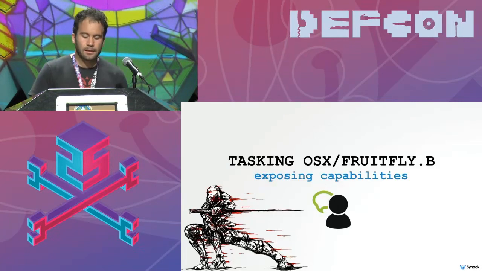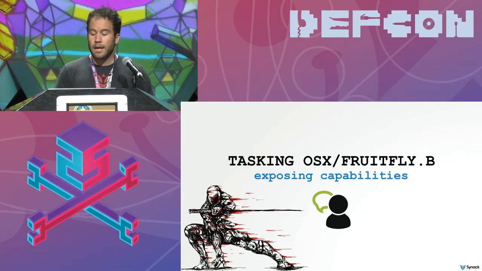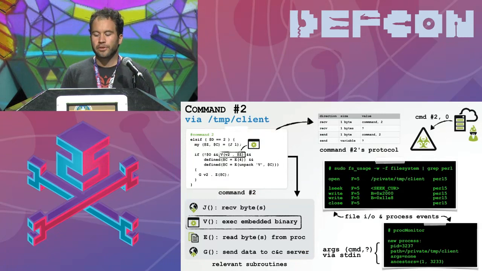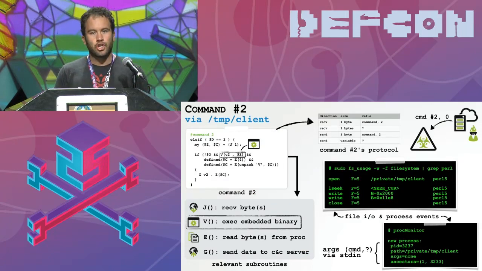All right, now we task. So again, we have our monitoring capabilities and this custom command and control server. Now, unfortunately, I don't have time to go through all the commands, but we'll look at some of the more interesting ones. And again, when I began tasking the malware, I really had no idea what these commands actually did. So the first command is command number 2. If we look at the malicious Perl script, we can see this command via the J subroutine expects an additional byte from the command and control server. It then invokes the V subroutine to execute the embedded Mach-O binary, and then invokes the G subroutine to send some information back to the server.